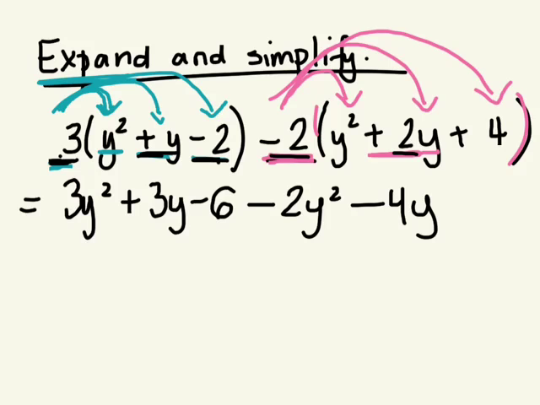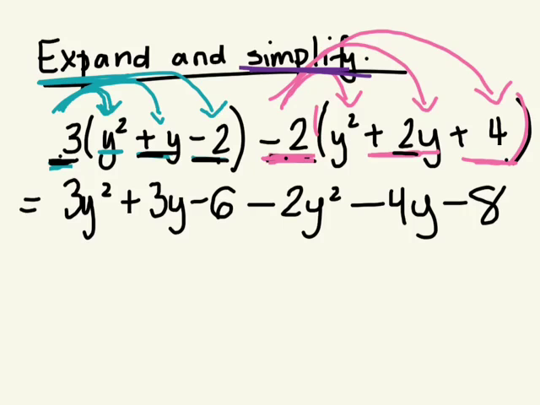The last one is negative 2 times positive 4. What's a negative times a positive? A negative. 2 times 4 is 8. Okay, so now we're done expanding. We need to simplify. So we're going to collect all our like terms.